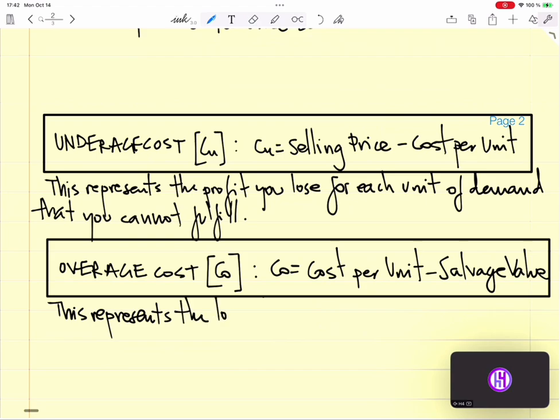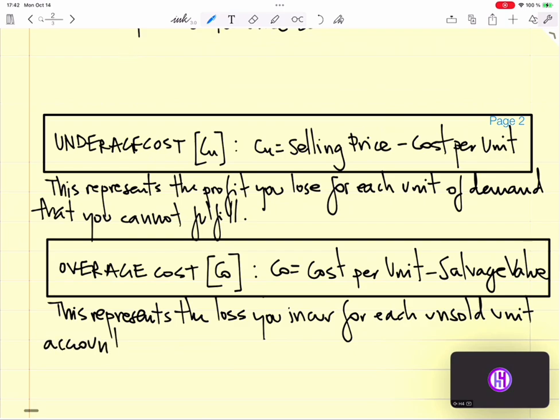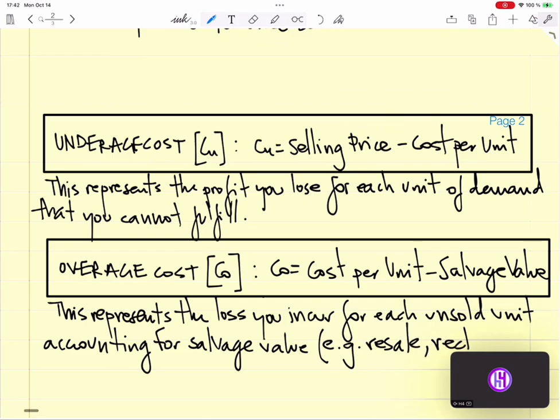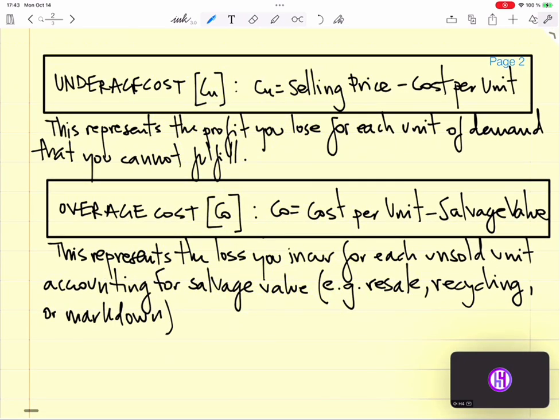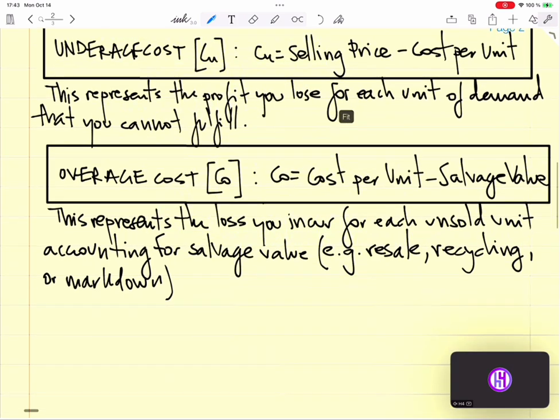Represents the loss you incur for each unsold unit, accounting for salvage value, for example resale or recycling or markdown or scrapping or something like that. Okay. So, any questions on this?